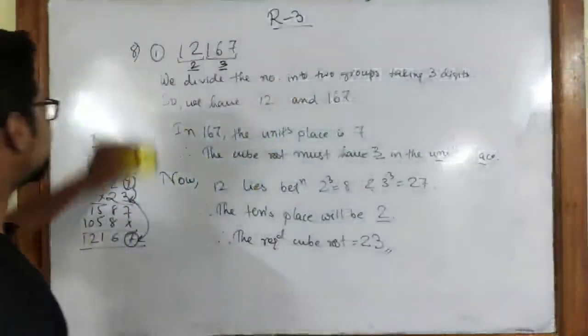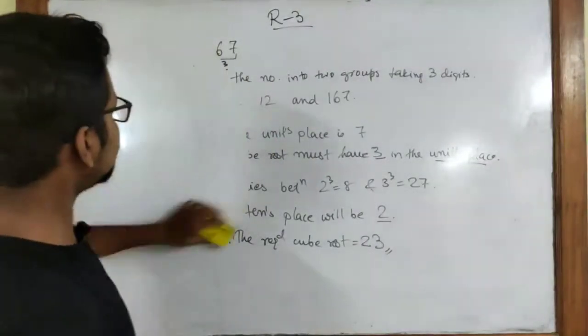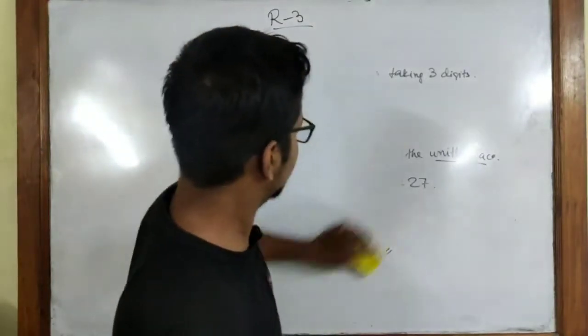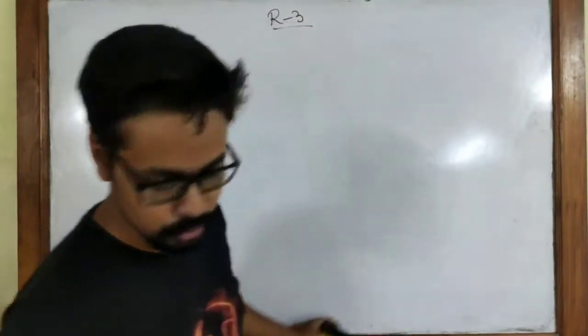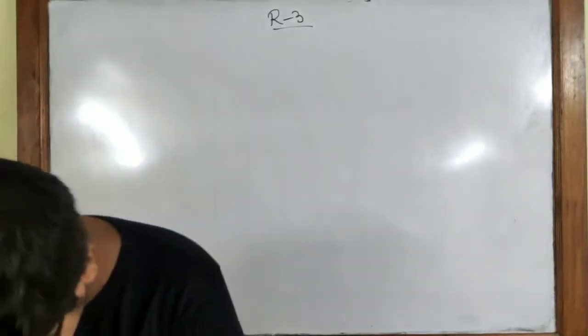Let's take another example and see how to solve that one. This time I will not write the whole thing, I will just show you how to do it. So we have, I think, R6, right?